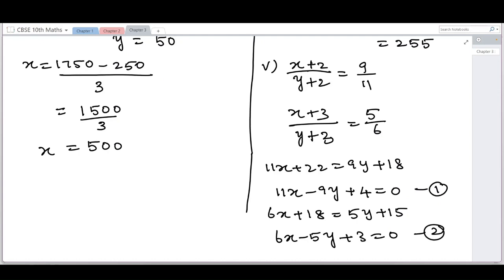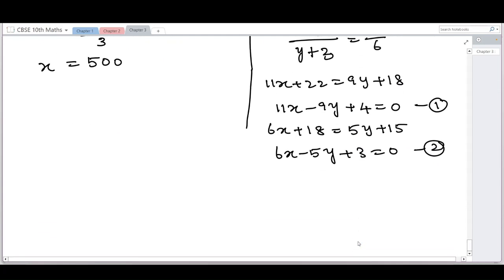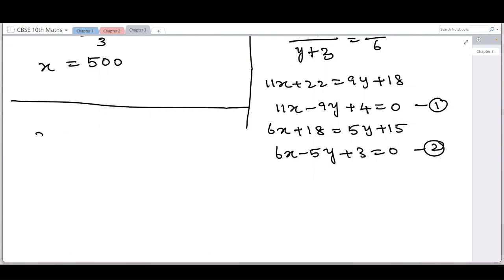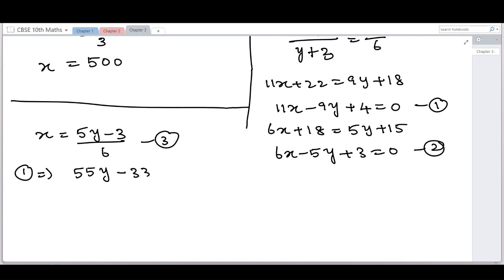This is the second one. So now if we simplify both the equations, you will get the value of x and y. So by rearranging the second equation, I will get x equal to (5y minus 3) by 6, and substituting this in the first equation, I will get 55y minus 33 by 6 minus 9y plus 4 equal to 0.